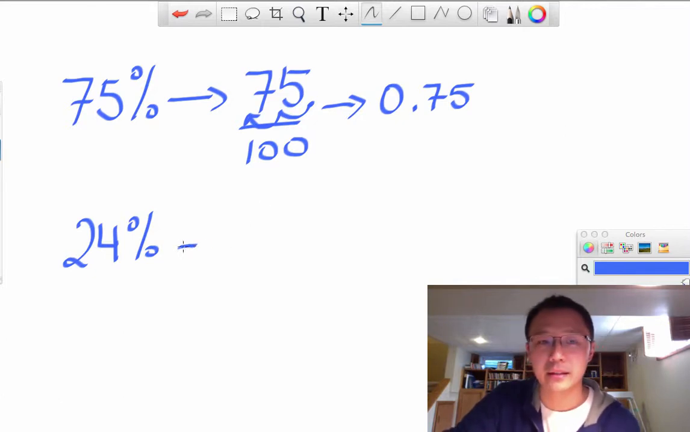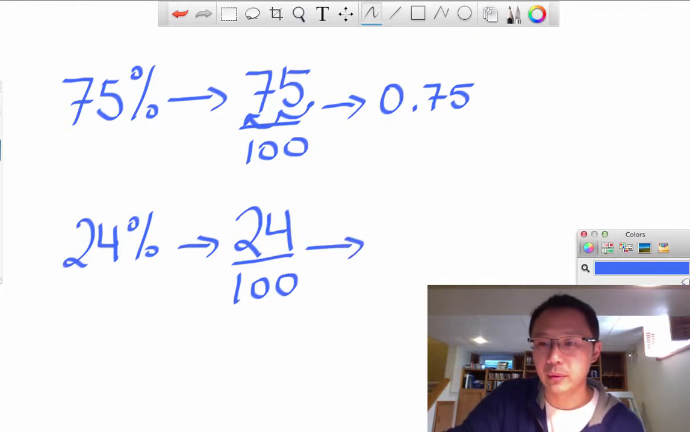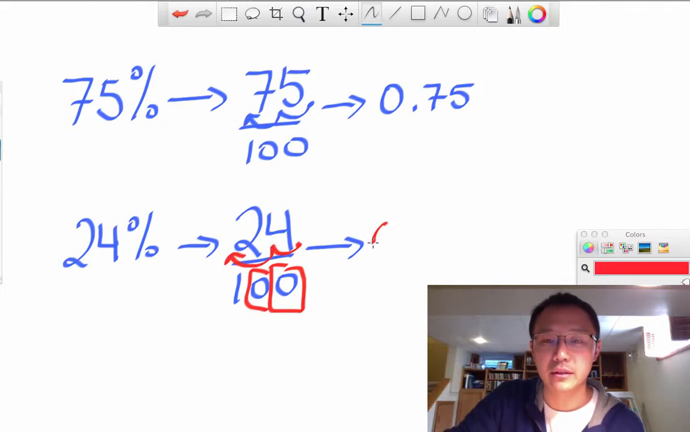What's the decimal place? Well, all percentages are out of 100, so we're going to just change this into over 100. Because if you do 24 divided by 100, that is your decimal place. What that means is, remember, you divide by 100, you have 2 zeros in 100, so you're going to move the decimal place once, twice. So your decimal is 0.24.